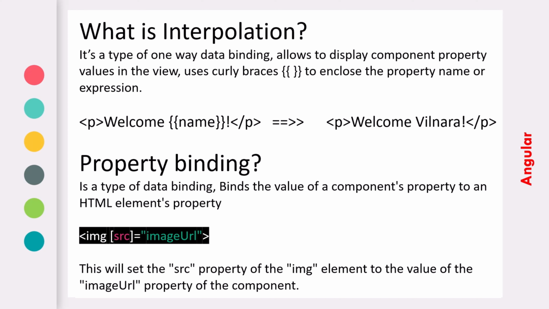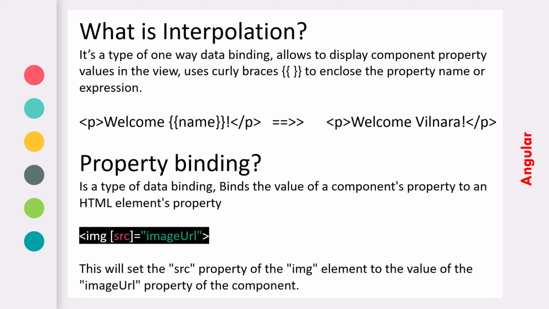Property binding. Property binding is a type of binding in Angular that allows you to set the value of an HTML element property to a component's property value. It lets you bind the value of a component's property to an HTML element property. When the component property value changes, the corresponding HTML element's property value is updated automatically. For example, if you have a component property called image URL with a value of some image, you can use property binding to bind this value to an image element's src property as follows.